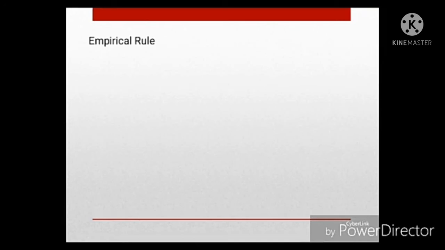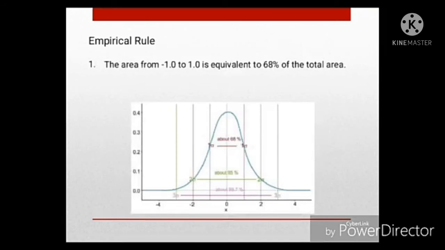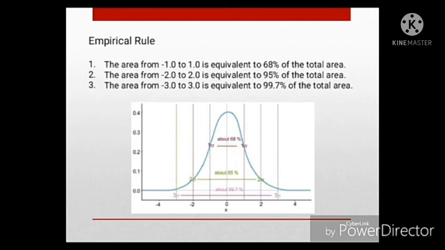The empirical rule. Number 1. The area from negative 1.0, which is located on the left side of the curve, to positive 1.0, which is located on the right side, is equivalent to 68% of the total area. Number 2. The area from negative 2.0 to positive 2.0 is equivalent to 95% of the total area. And number 3. The area from negative 3.0 to positive 3.0 is equivalent to 99.7% of the total area.